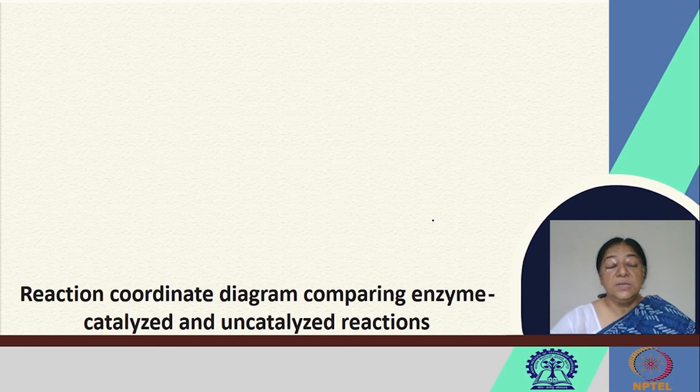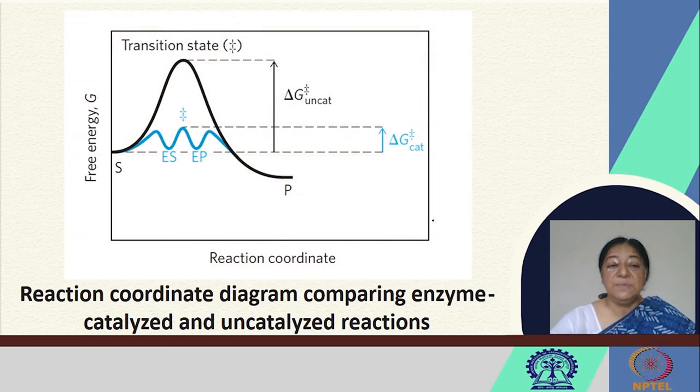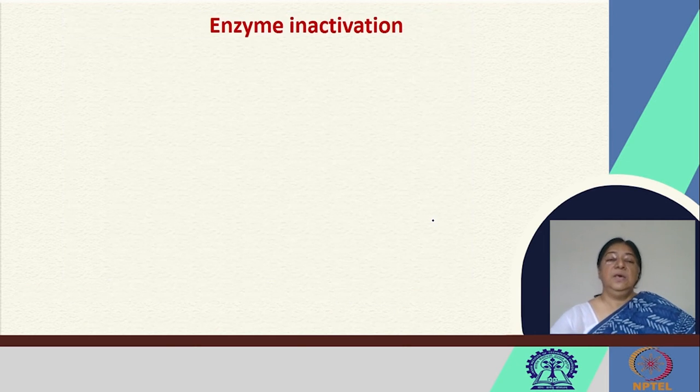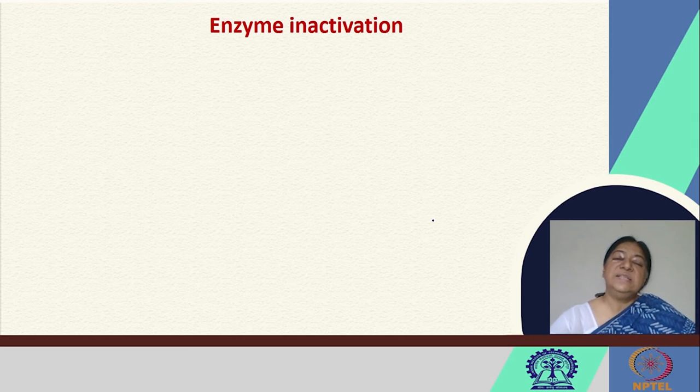What the reaction coordinate diagram, when we have enzyme catalyzed and enzyme uncatalyzed reactions, tells us is that we have variations because of the catalysis brought about by the enzyme that makes the reaction easier to occur. We will speak about this in further detail when we study enzyme kinetics. We have in this case the reaction intermediates, the enzyme substrate complex. There is also the possibility of enzyme inactivation. This is going to be important in inhibitor design.